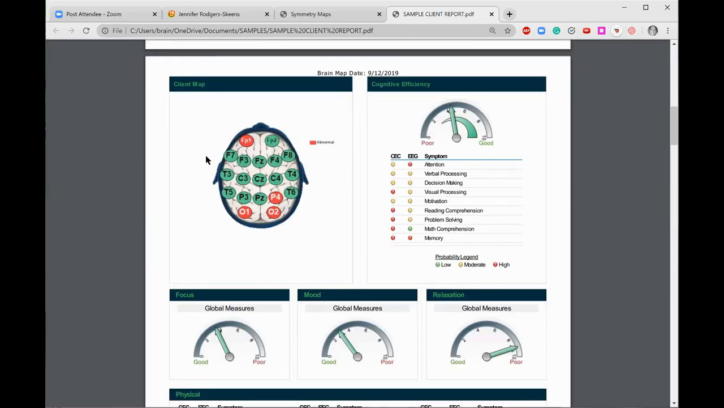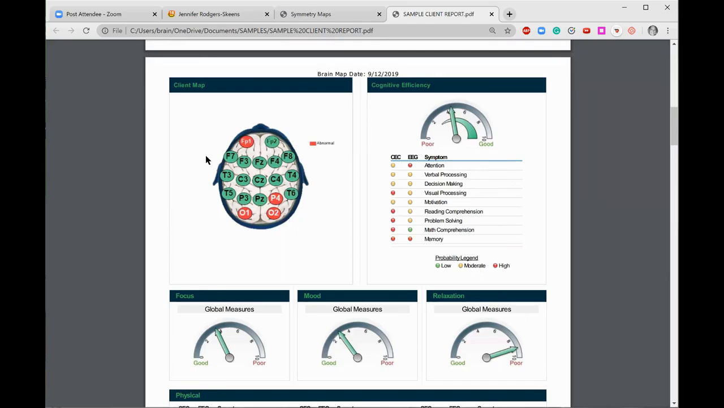Page 1. Now, before we even get into this, I want to let you know that I've never seen a perfect brain. Any qEEG that we have done has some level of dysregulation. When you see red dots, do not panic. It's just part of the process. Our software and hardware is very sensitive.